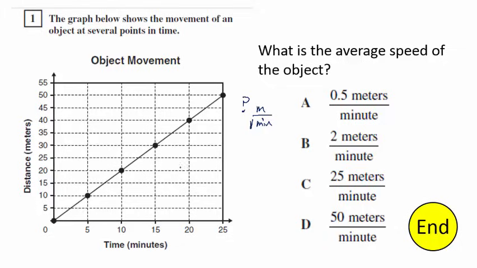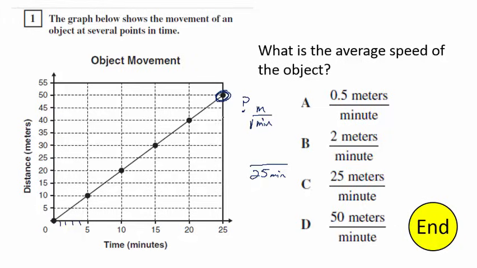So we want to know how many meters the object is moving in 1 minute. We have to look at the data here and decide how far it is moving in 1 minute. It might not be easy to tell by going, here's 1 minute, here's 2 minutes, 3 minutes, 4 minutes, 5 minutes, and so on. But what we can do is take a data point such as this last one here. If we just look at one of these data points, we ask how much time has elapsed? 25 minutes. How many meters were traveled in those 25 minutes?